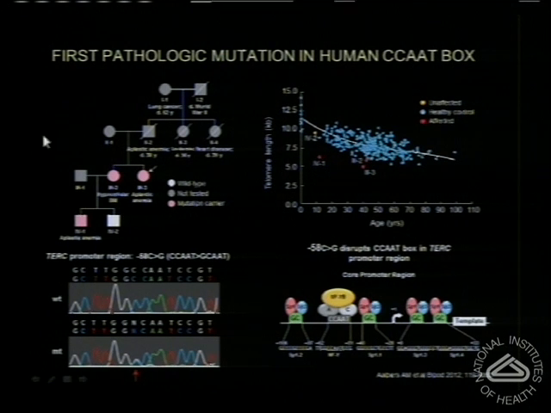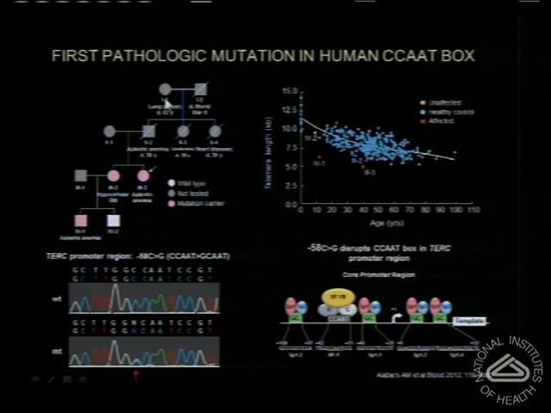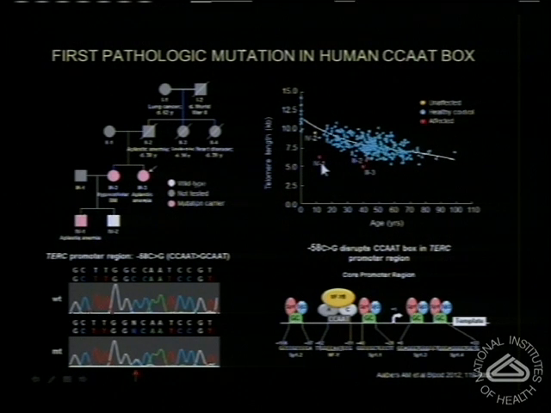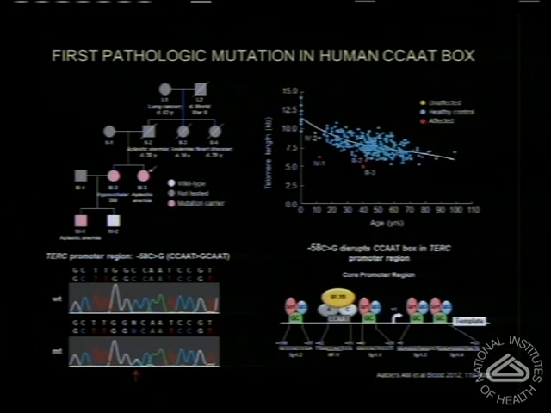So here's a family, again, with pulmonary fibrosis, aplastic anemia, and lung cancer. Very, very short telomeres in the family members, no mutations. They've got to have a mutation in TERT or TERC, right? Well, they don't, but they have a mutation in the promoter region for the TERC gene.